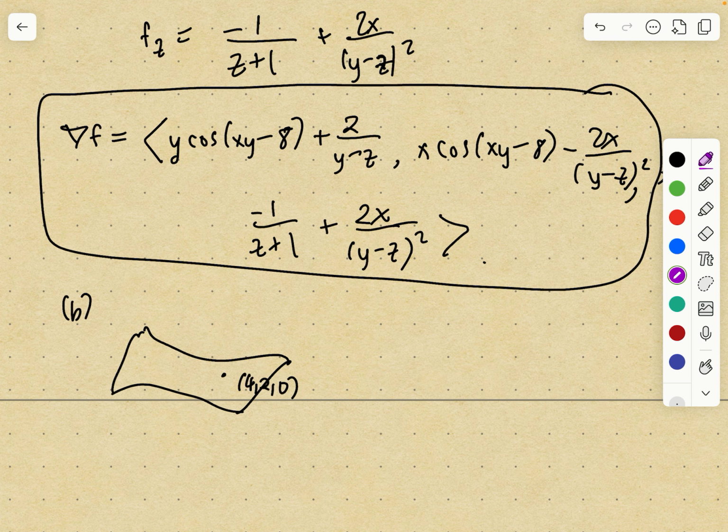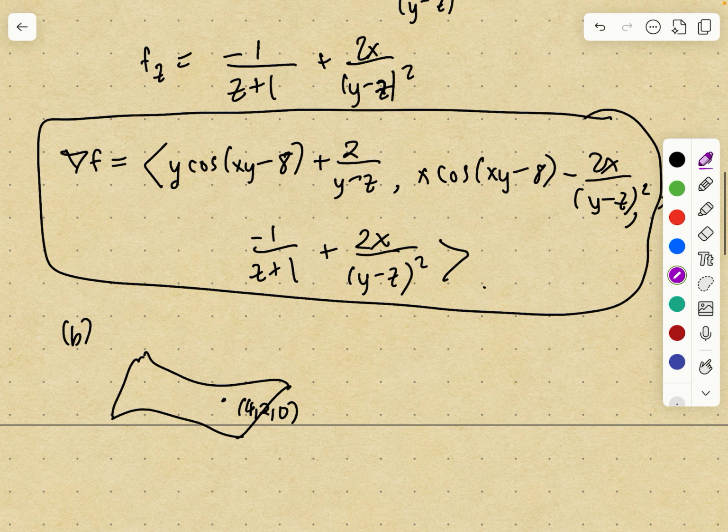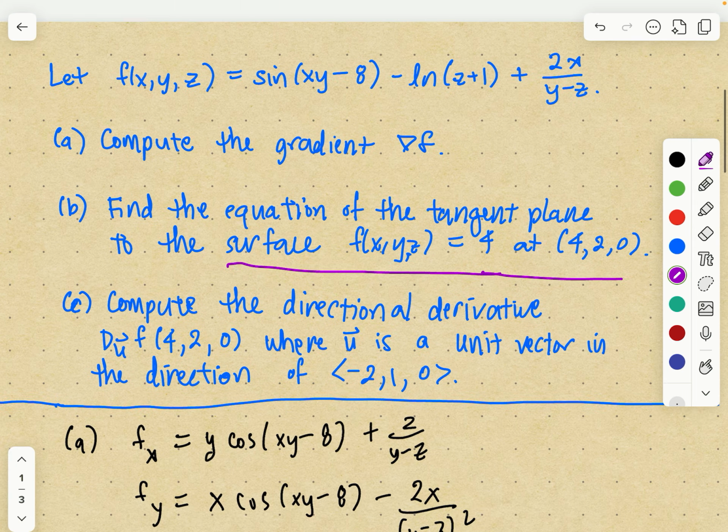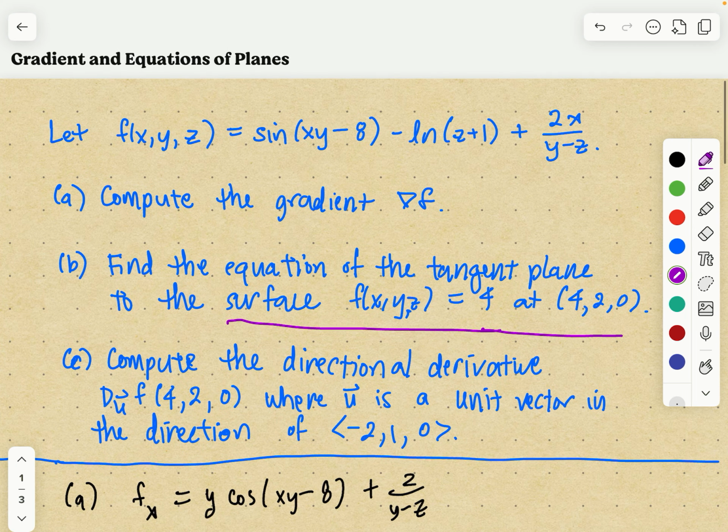And you can actually check that this is true, because if you take 4, 2, 0, how do you tell if a point is on the surface? It's if f of xyz is equal to 4, right? So if you plug in 4, 2, 0 for your xyz, you can in fact check that you're going to get f of 4, 2, 0 is 4. Anyway, you don't have to check that because the problem doesn't say you have to check it. But if they ask you to check it, that's what you would do.